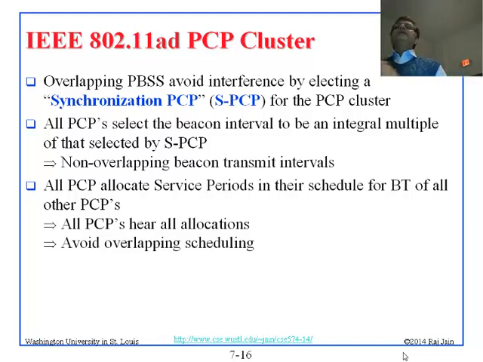Okay? So yeah, PCP is not pre-assigned. PCP is elected when the station comes up. So basically when a station comes up, it listens for the beacons. If it doesn't find any beacons, it says, okay, I am the boss. I am going to start the beacon. It starts transmitting the beacons. And then if some second station comes on, it listens for the beacons and joins it.